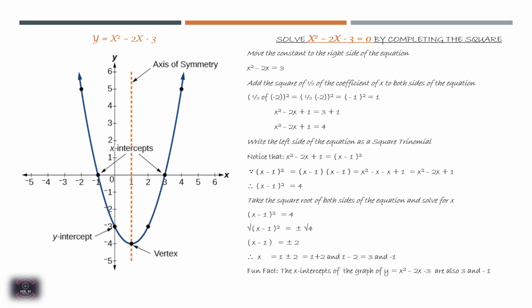Here is a fun fact. Check out the x-intercepts of the related quadratic function y is equal to x squared minus 2x minus 3. Lo and behold, they're also 3 and minus 1. This proves that the graphical solution matches the solution by completing the square method.